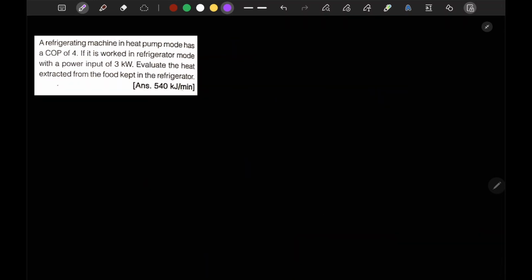Now this is our last question for this session. It is given that a refrigerating machine in heat pump mode has a COP of 4. If it is worked in refrigeration mode, the power input is 3 kilowatt. Evaluate the heat extracted from the food. If this same cycle is used for refrigeration, we know that COP of heat pump is equal to 1 plus COP of the refrigeration cycle.